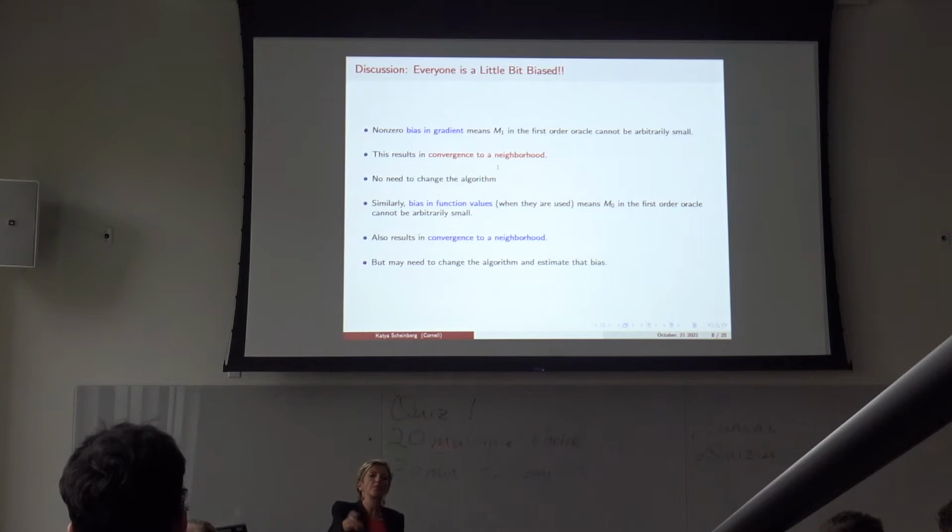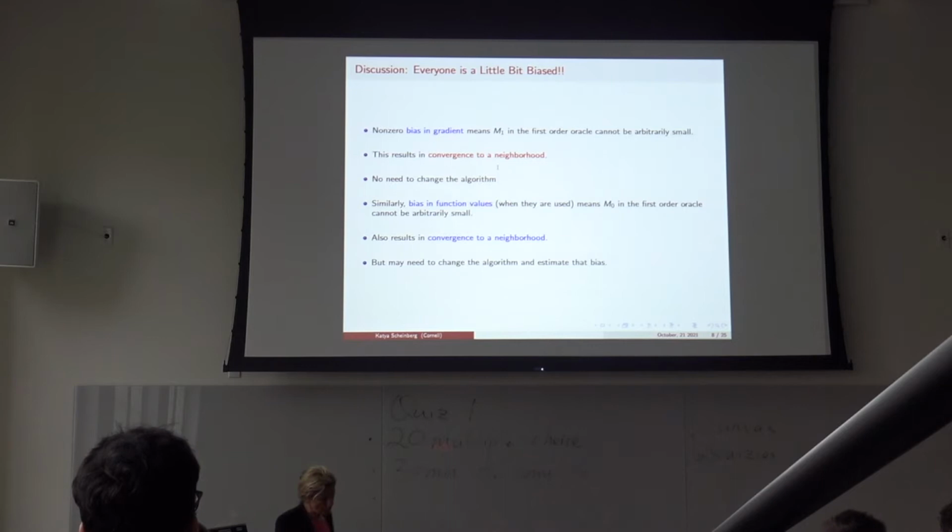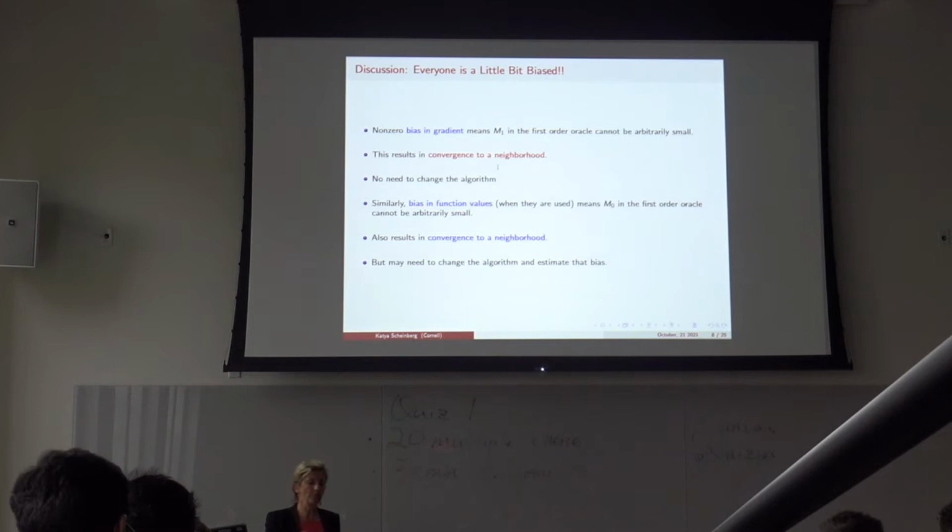At some point you'll start circling around. You'll converge to a neighborhood that depends on the amount of bias you have, and your algorithm can be totally blind about it. That is almost true. If you're using line search, it is not quite true about the bias in the objective function values, in the zeroth order, because there you don't have to know the exact bias, but it's a good idea to be a bit relaxed about the way you're applying line search. So you have to be a bit careful, but you still converge to a neighborhood. Again, there's analysis of all these things out there.